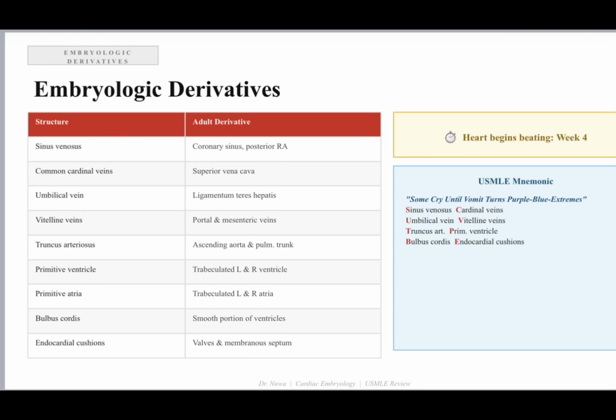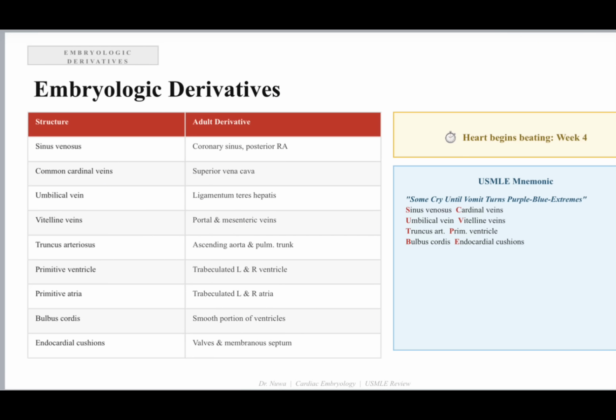Sinus venosus becomes your coronary sinus and posterior right atrium. Common cardinal veins become the SVC. Umbilical vein becomes ligamentum teres hepatis. Vitelline veins feed the portal system. Truncus arteriosus splits into your ascending aorta and pulmonary trunk. Bulbus cordis becomes the smooth outflow of both ventricles.